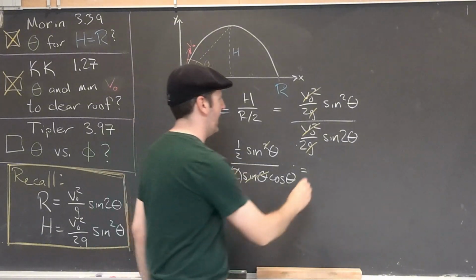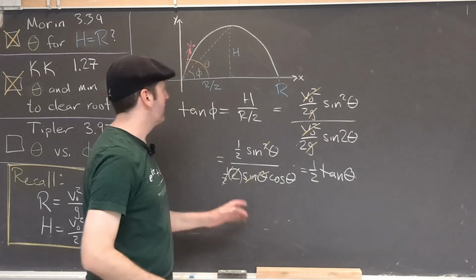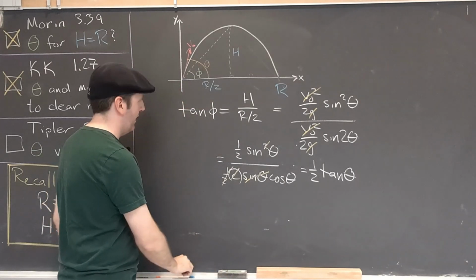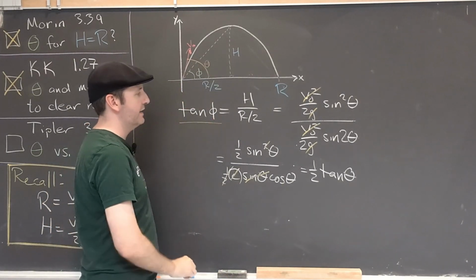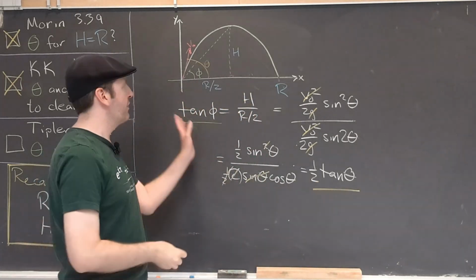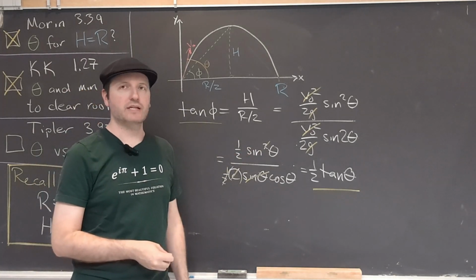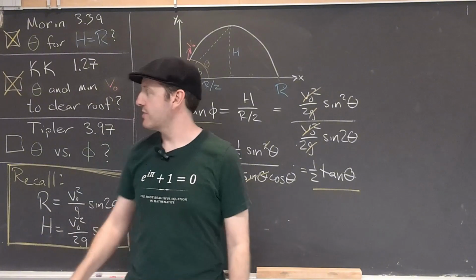And we end up with 1/2 tan theta. In other words, the tangent of this angle phi is half the tangent of the angle theta. And if we were given one or the other, we could then invert this to solve for the missing angle. Okay, that's our last problem.